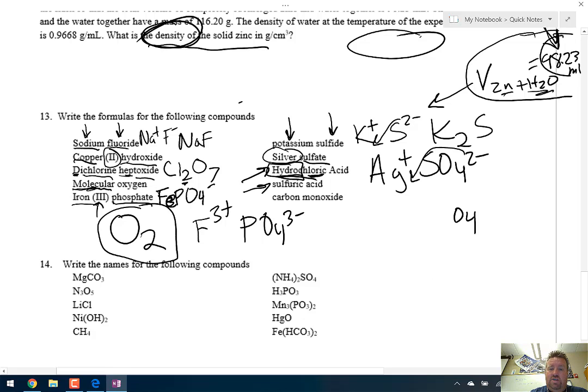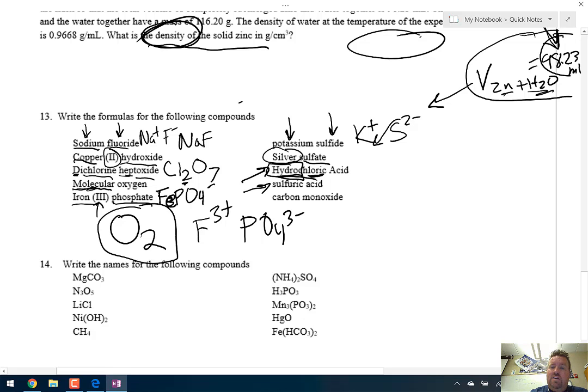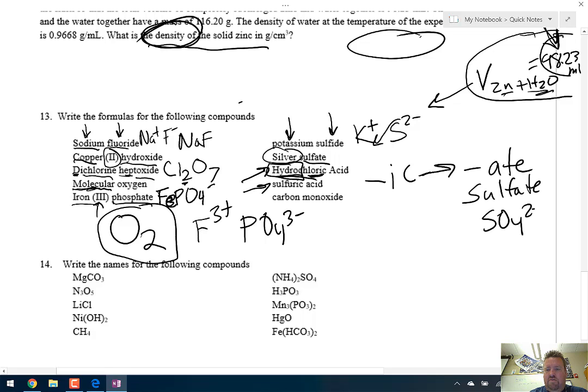On the next one, though, there is no hydro, which means there is oxygen in it, okay, which leads us to sulfuric acid. Remember, if it ends in IC, sulfuric, it came from ATE, which in this case is sulfate. And sulfate is SO4 2-. If it has a -2 charge, it means you need 2 hydrogens in the front, so it is just H2SO4.